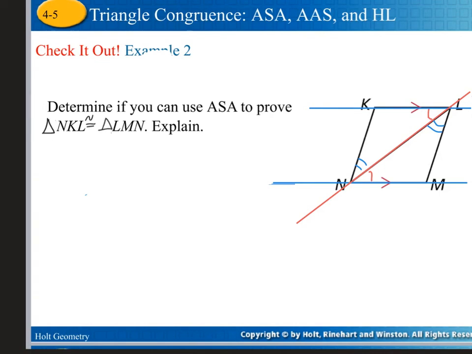And so what do we know? Well, I have an angle, and I have an angle, an angle, an angle, and the side that is in between these two angles is in both triangles. So it is the same length in both triangles, and so I do in fact have angle, the included side, and the angle. So that would explain that these are congruent triangles.